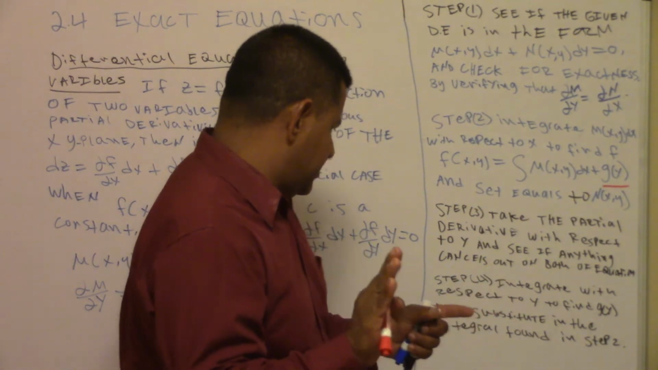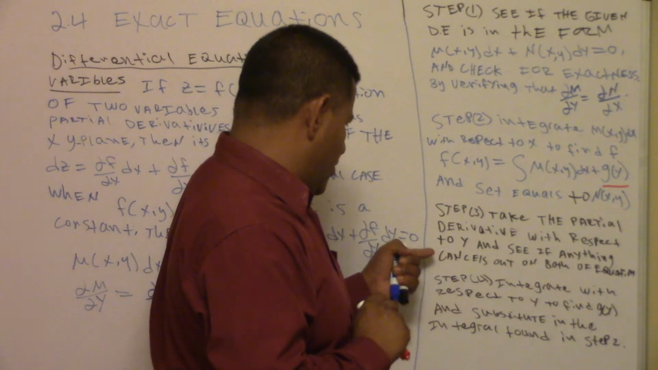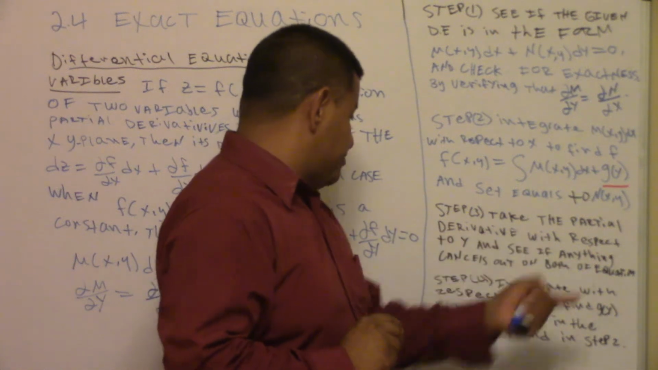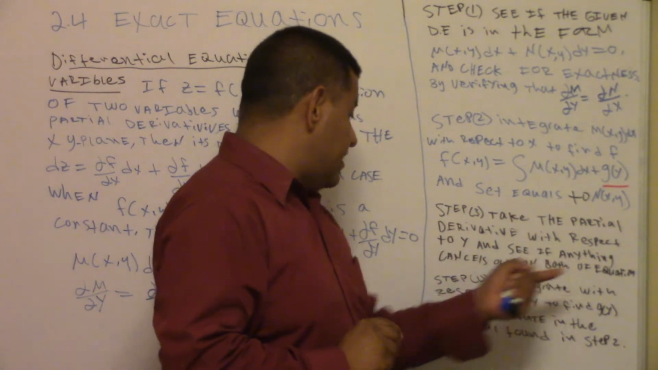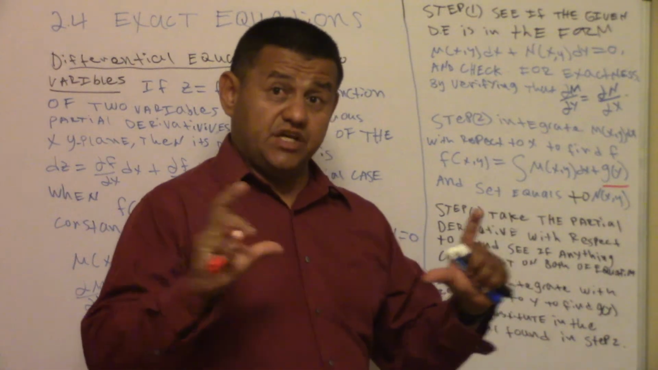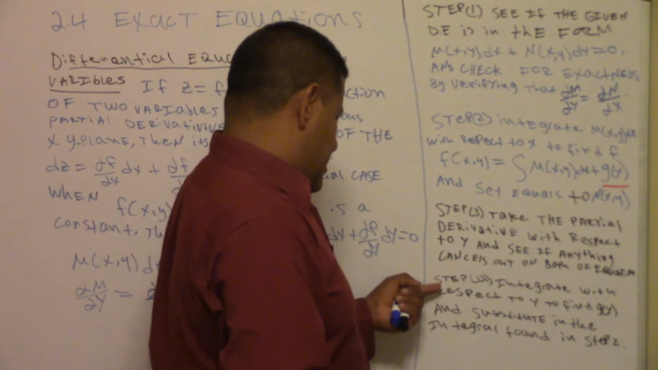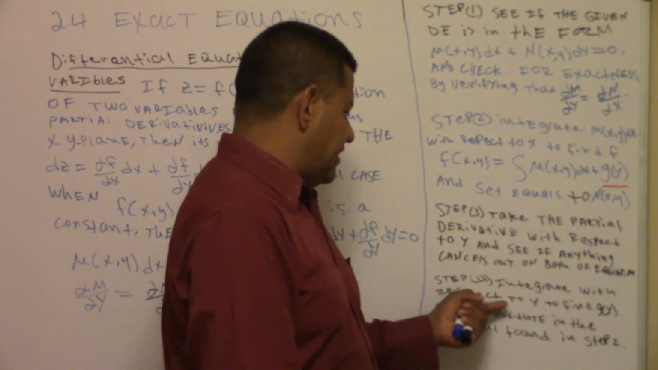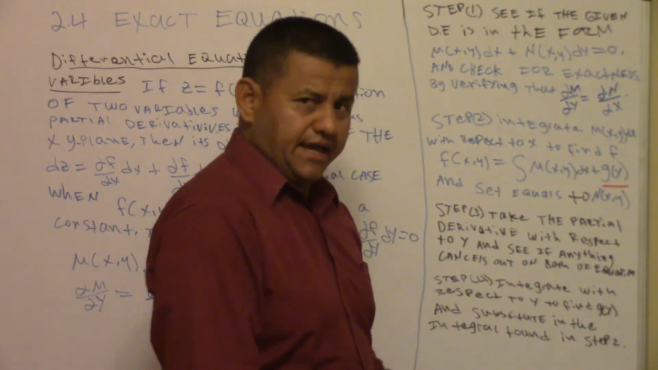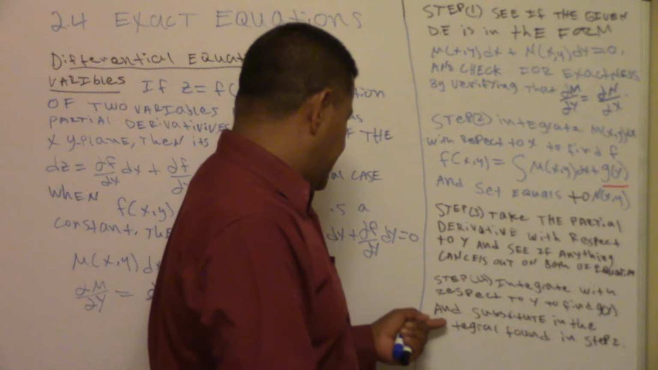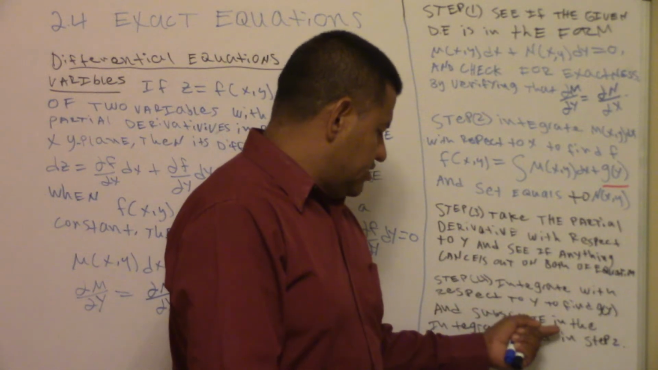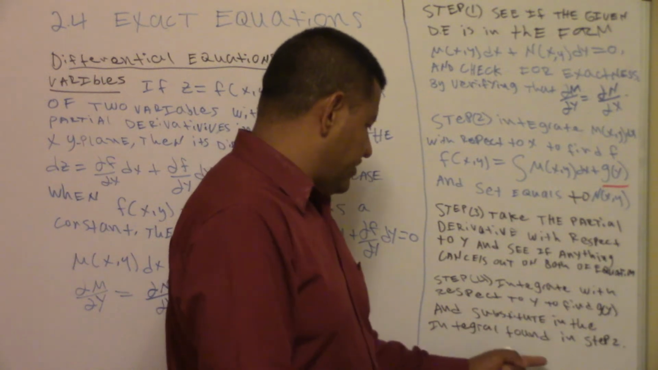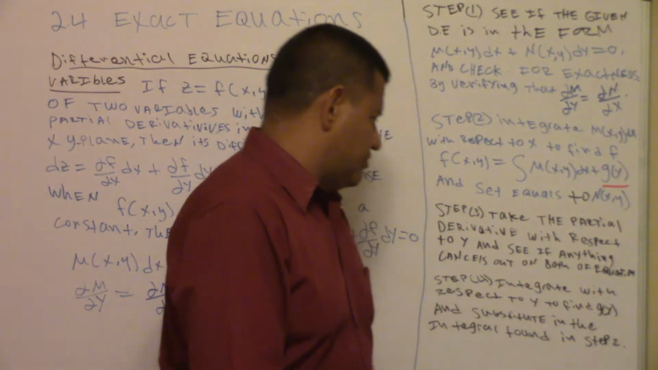Okay, now, to see that, we take the derivative with respect to y and see if anything cancels out on both sides of the equation, okay? In step 4, integrate with respect to y, okay, to find g of y. Again, we integrate with respect to y and substitute in the integral found in step 2, okay?